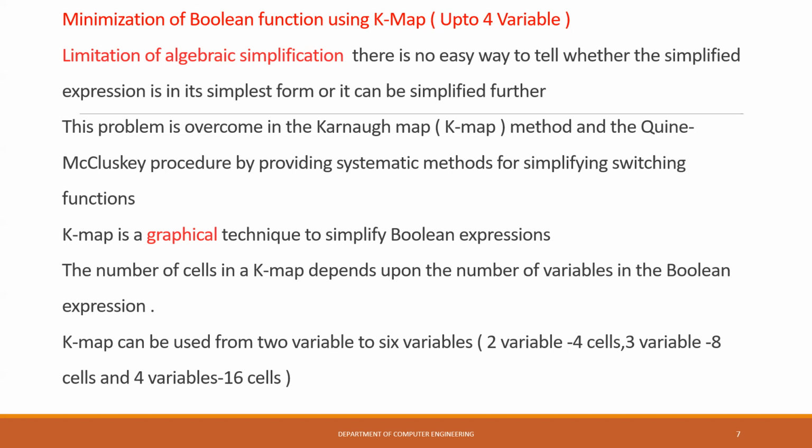Similarly, for a three-variable K-map, 2 raised to 3 is 8, so 8 cells are used. And also for a four-variable K-map, 2 raised to 4, 16 cells are required to represent the given four-variable Boolean expression.